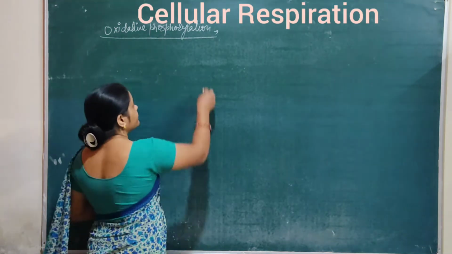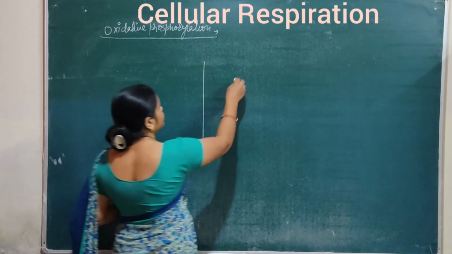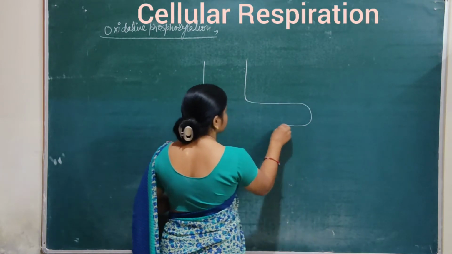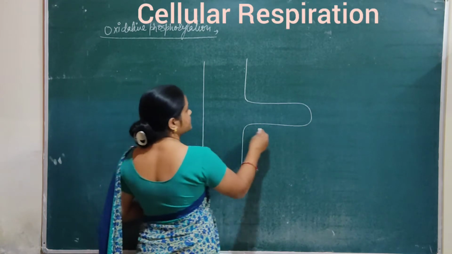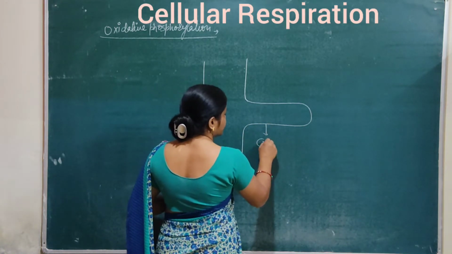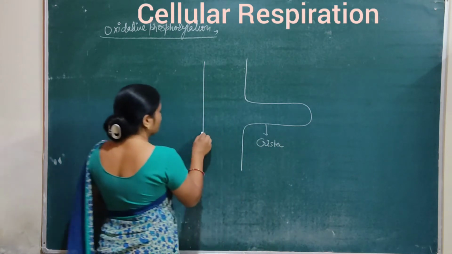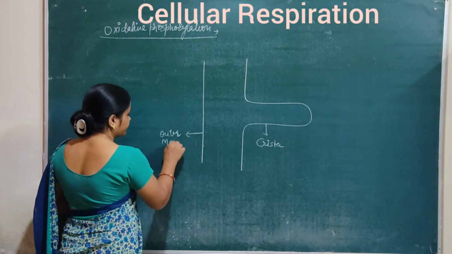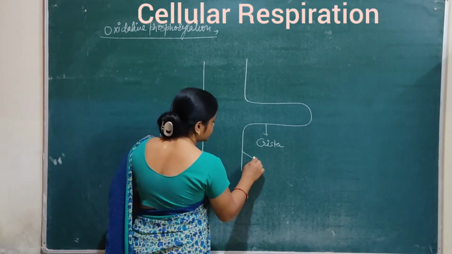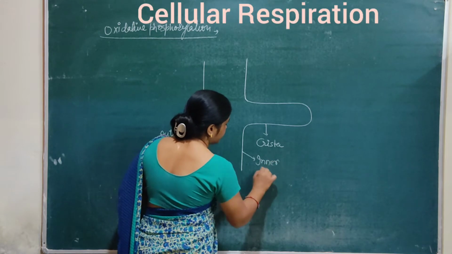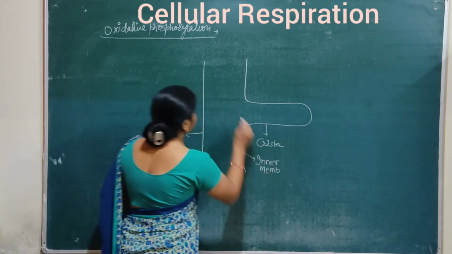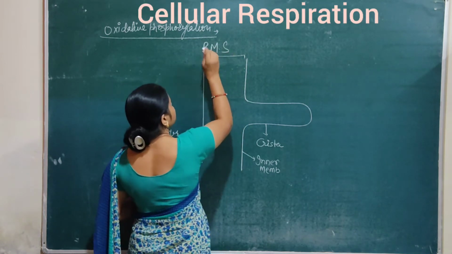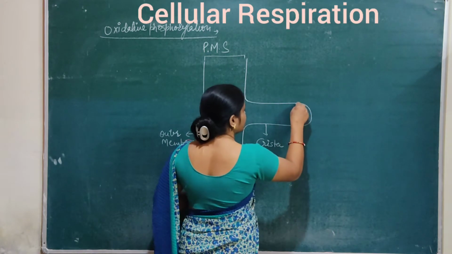So first of all, we are drawing here the structure of the mitochondrial membranes. This is the mitochondria, and in this mitochondria this part is named as crista. This is named as outer membrane. This part is inner membrane, and this portion is known as perimitochondrial space.